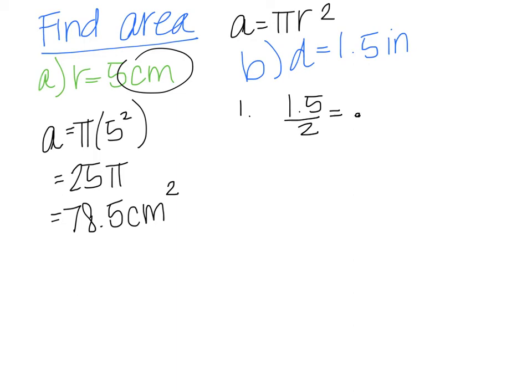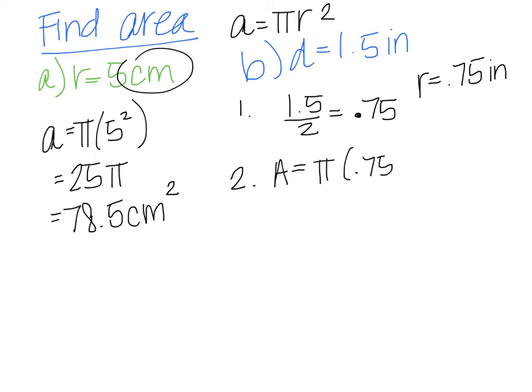So if you do that, you end up getting 0.75. So our radius is 0.75 inches. Now we can plug it into our formula. So area equals pi times 0.75 squared. See if you can finish it out on your own.